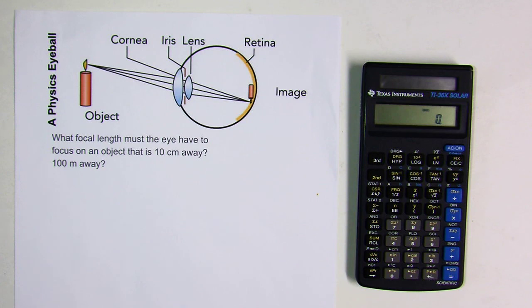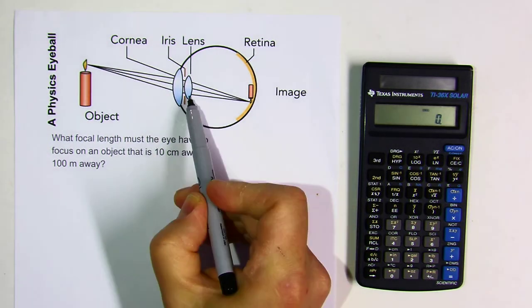Question asks us what focal length the eye has to have to focus on an object that is 10 centimeters away and 100 meters away. And this is showing us a very simplified diagram of an eyeball consisting of a lens that is out front of the eyeball, and that lens is acting like a converging lens.